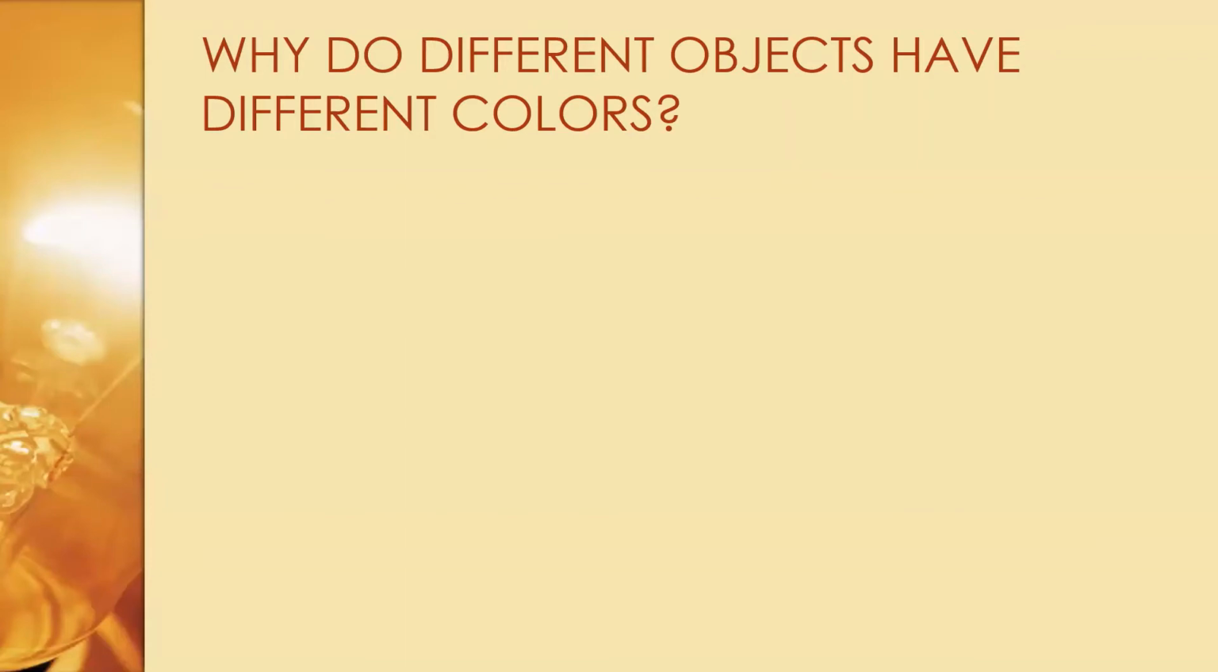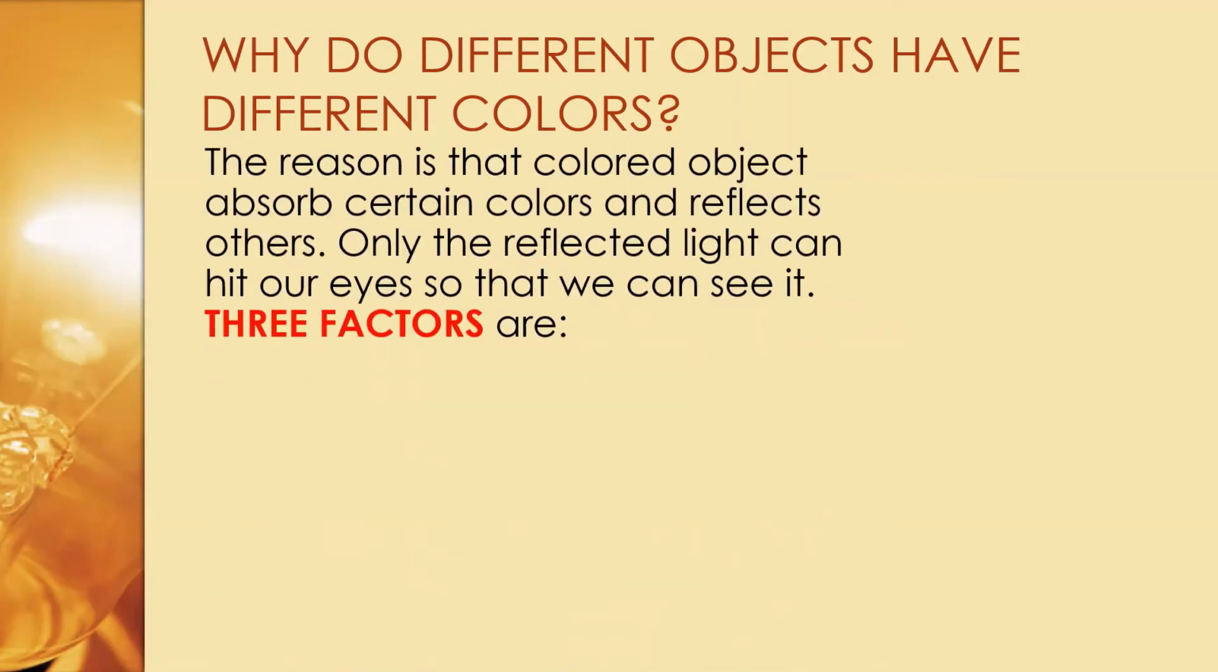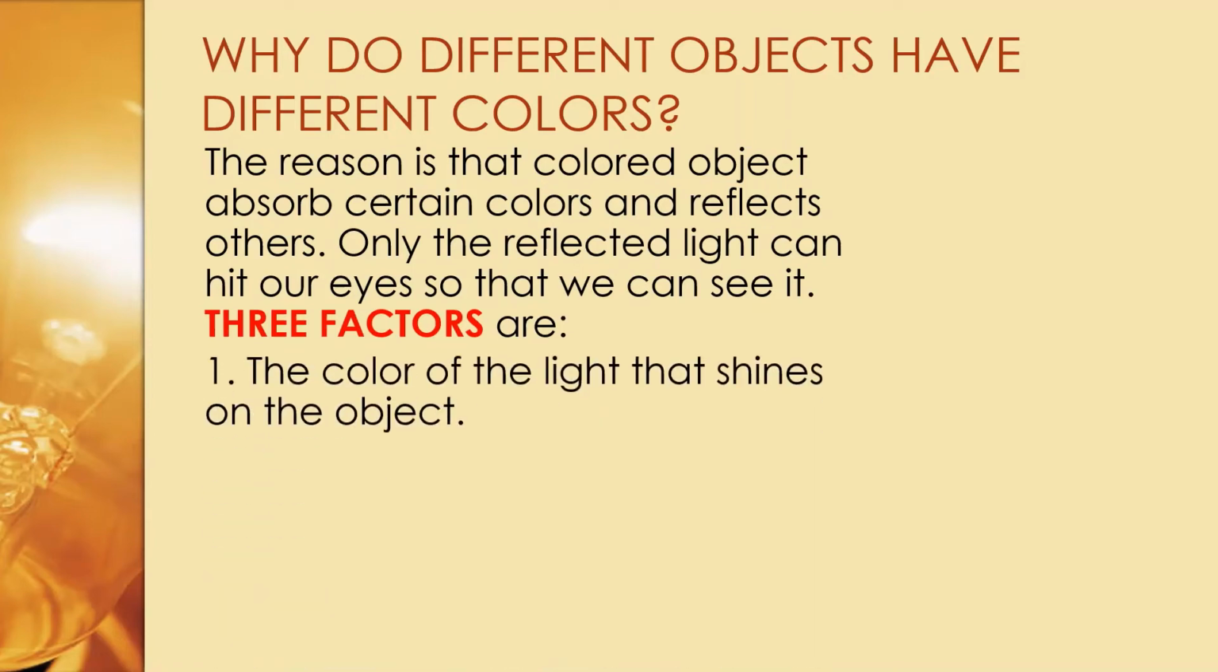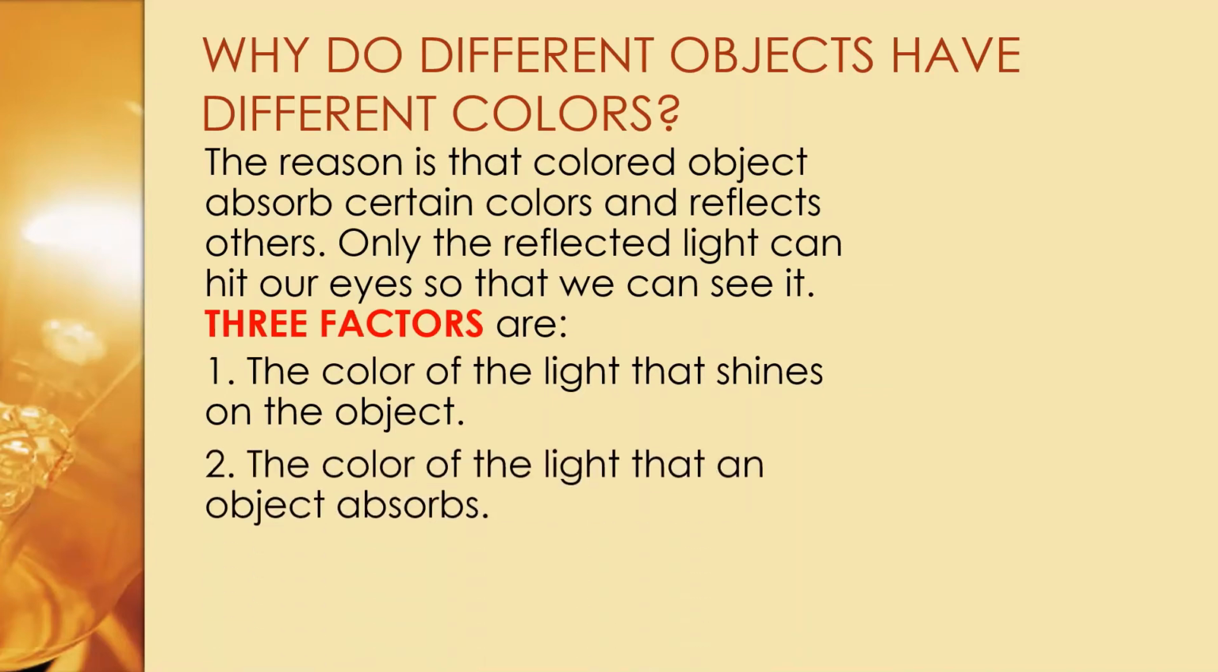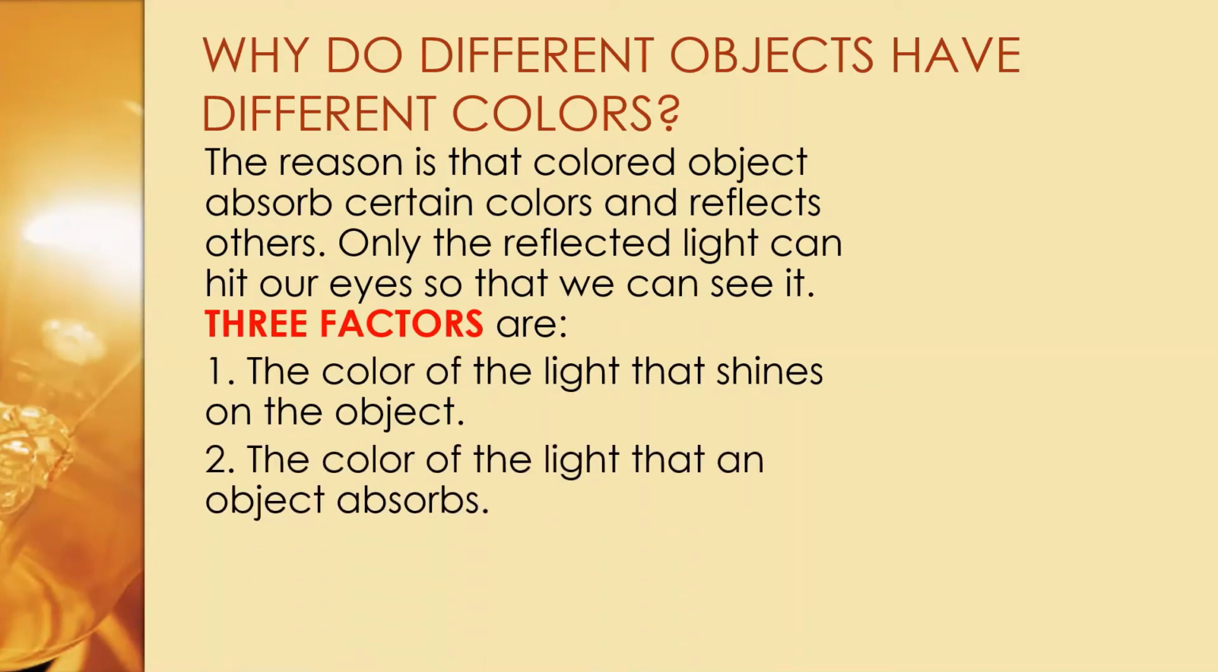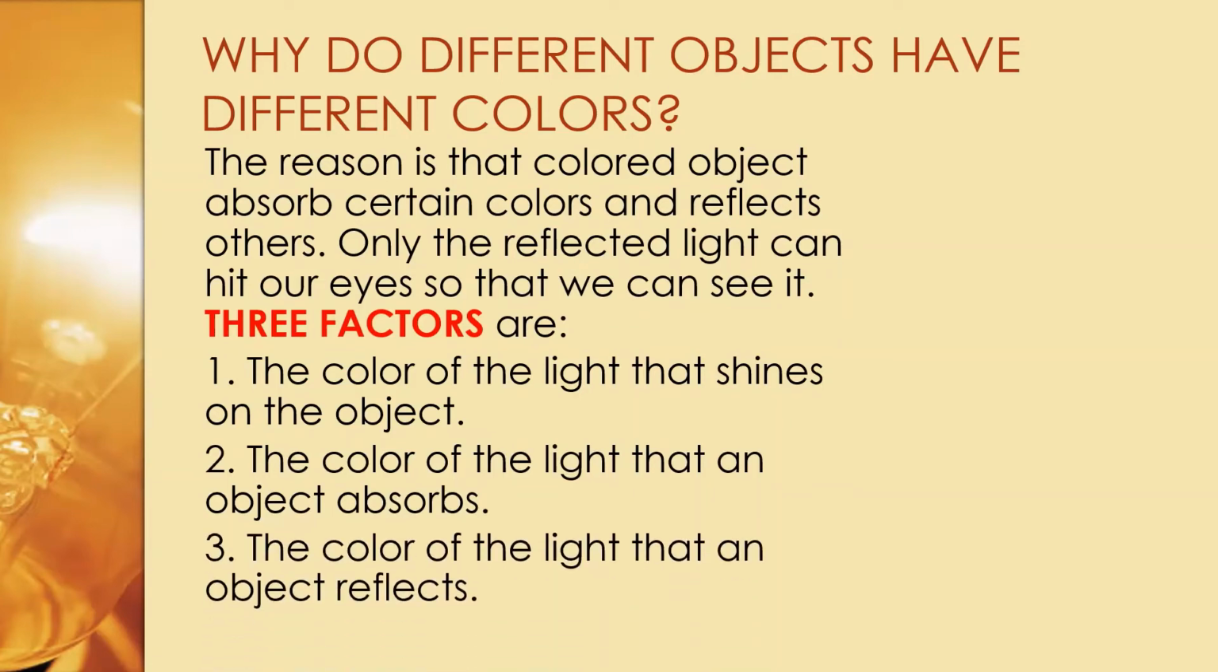Why do different objects have different colors? The reason is that a colored object absorbs certain colors and reflects others. Only the reflected light can hit our eyes so that we can see it. Here are the 3 factors. 1, the color of the light that shines on the object. 2, the color of the light that an object absorbs. And 3, the color of the light that an object reflects.